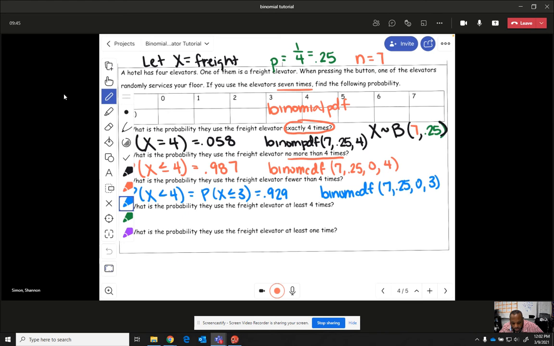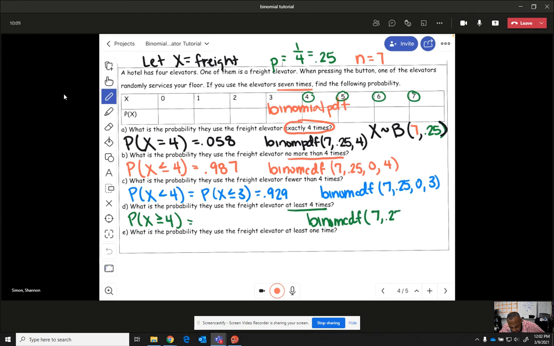because you excluded the value of 4 from this calculation. And the next one, they ask for the probability that X is at least 4 times. Well, at least 4, if you look at this table up here, at least 4 would be 4, 5, 6, or 7. So we're going to do greater than or equal to 4 here. And when we do that, again, this is just a binomCDF, but this time we're going to change the lower and upper bounds of it. So we'll do 7, 0.25, but we're starting our counting at 4, and we're going to add up to 7.